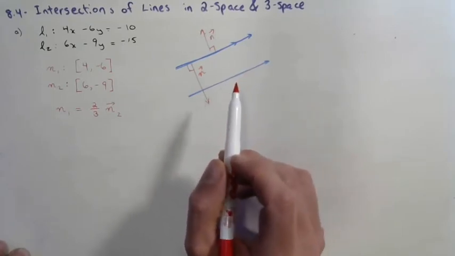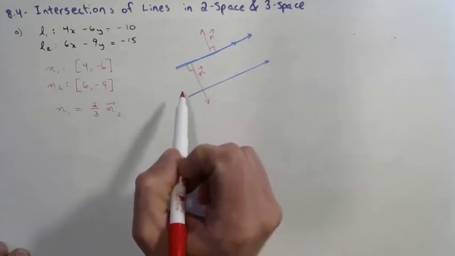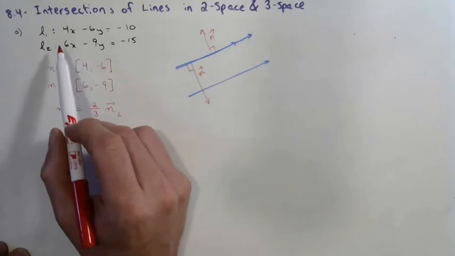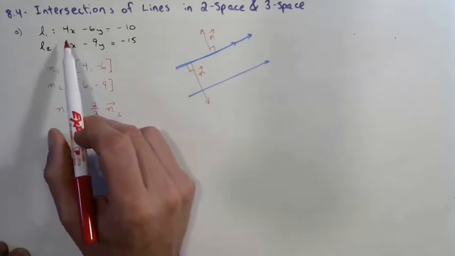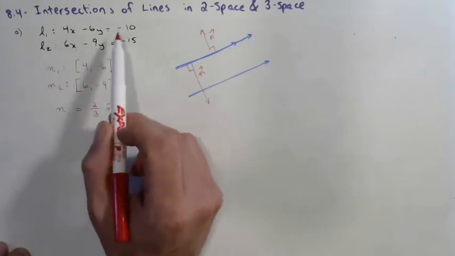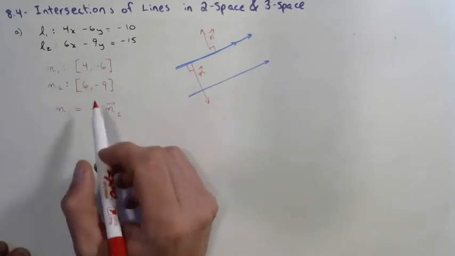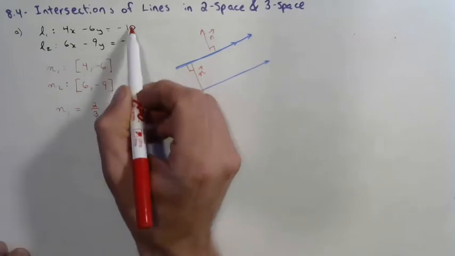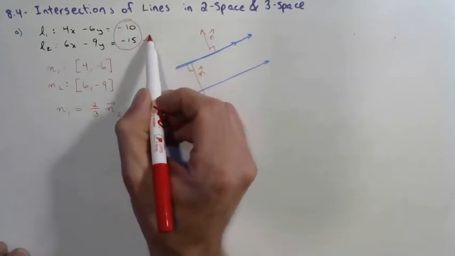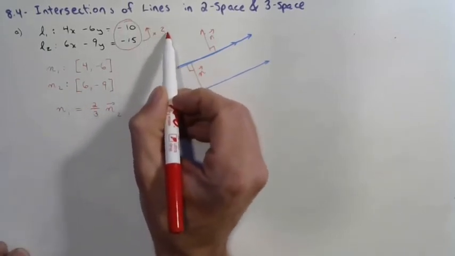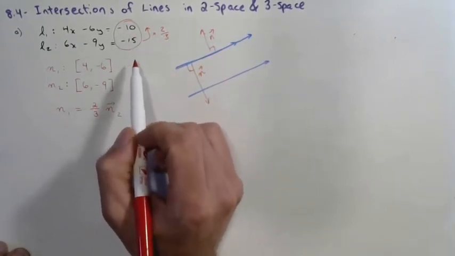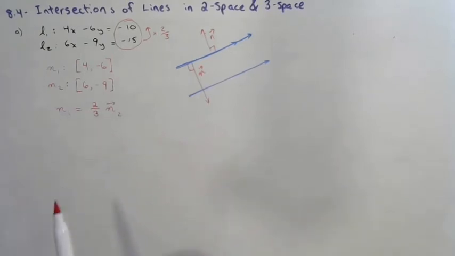Now we can check whether they're parallel or coincident by looking up here, and we notice that, yes, indeed, if I multiply all of L2 by 2/3, I will end up with the line L1. If they don't match up by that factor, then the lines will be parallel. But if they do, then they are coincident, which means they intersect at an infinite number of points.